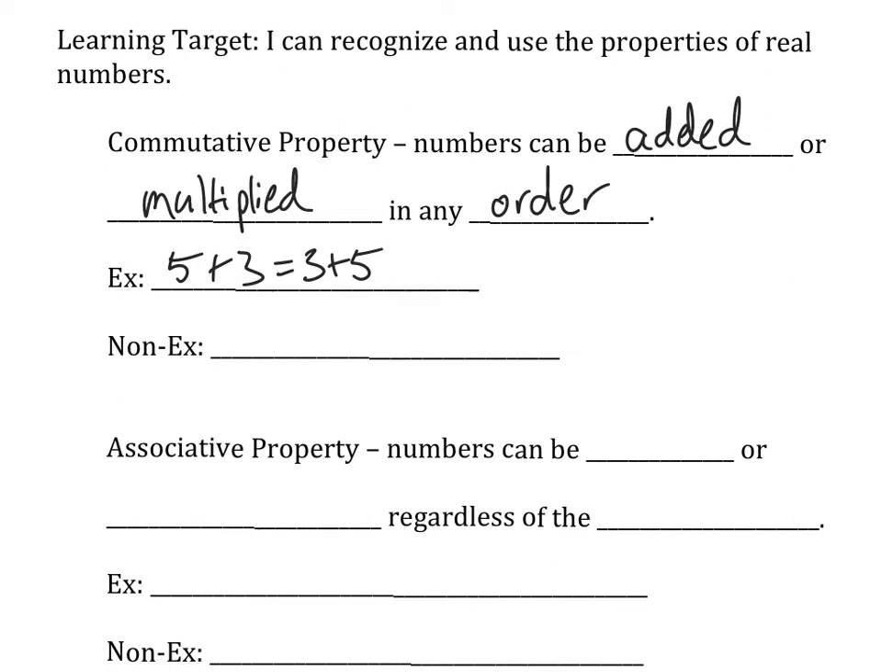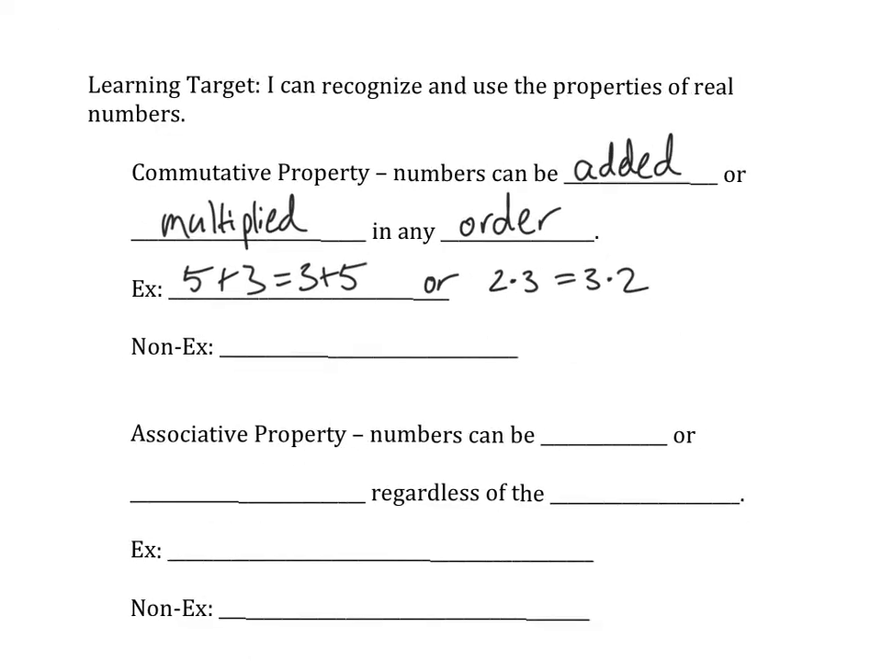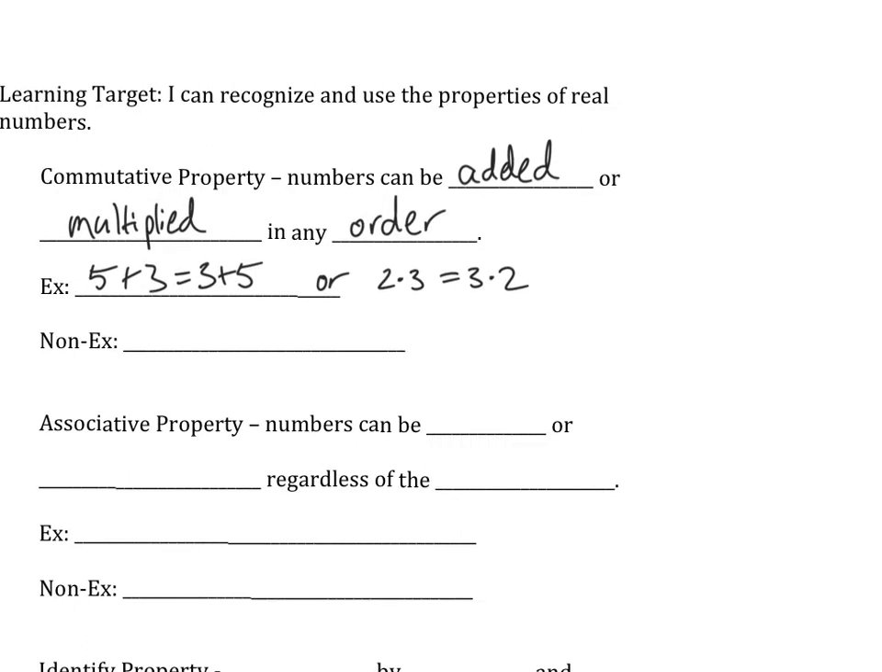Another example would be 2 times 3 is equal to 3 times 2. Okay? You can add or multiply numbers in any order. One final example, negative a times b is the same as b times negative a.